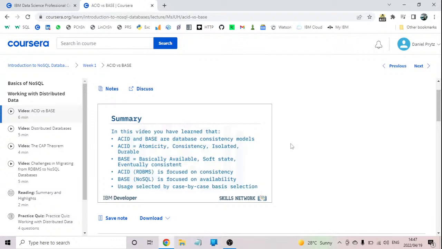Consistency, that's data integrity. Isolated means that if transactions run simultaneously, they can't affect each other. Durable means that if something fails, it doesn't altogether fail. BASE, basically available, means it's available and scalable. Soft state means data is not always accurate, but the goal is just to send it to people. Eventually consistent means after a while it is consistent, but sometimes the data read is not consistent. This is case by case basis.